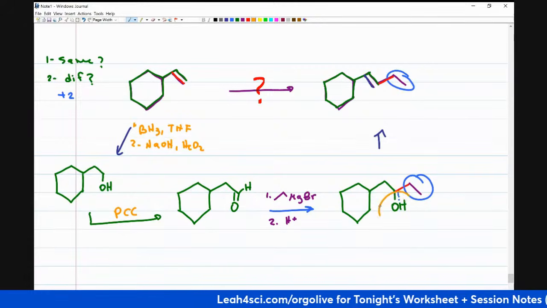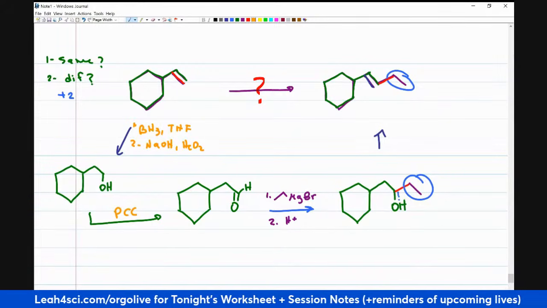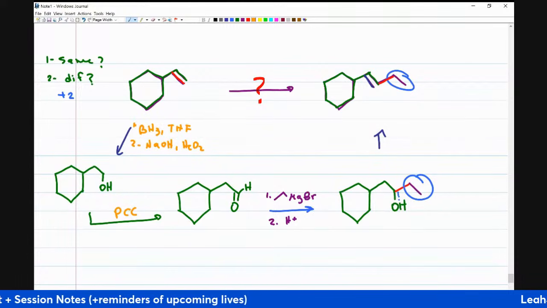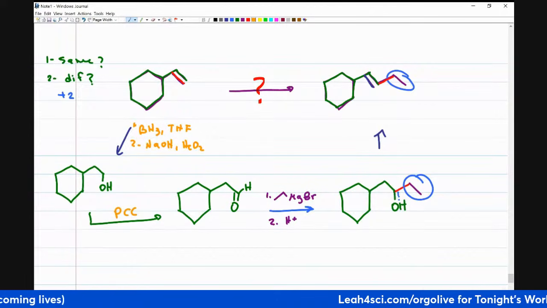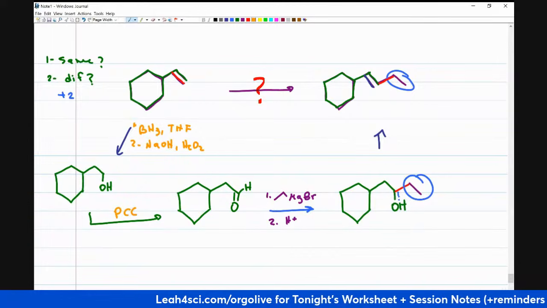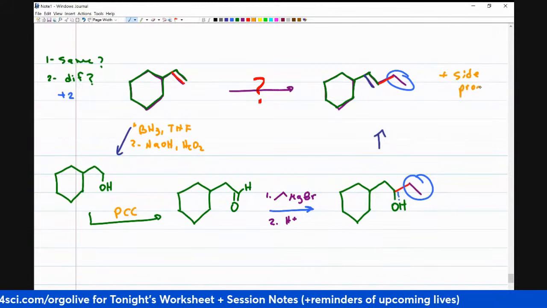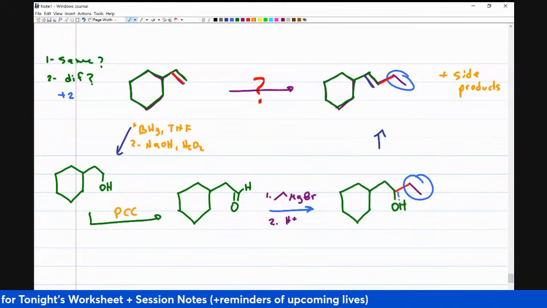And once I have the alcohol, I want to dehydrate. Oh, this is tricky. I made this trickier than it has to be, because I could have gotten the pi bond going in both directions. Yeah, we're going to have to put plus side products. Sometimes the professor will say no side products, but in this case, plus side products.